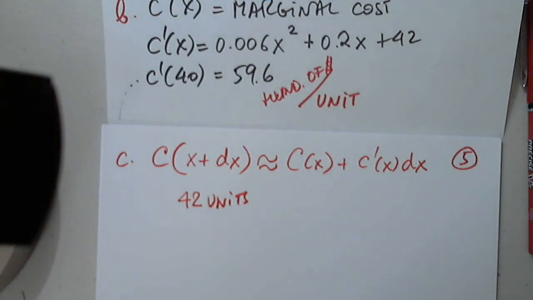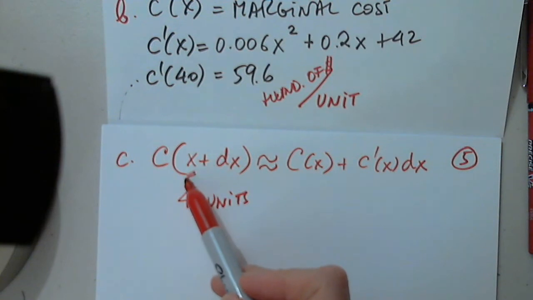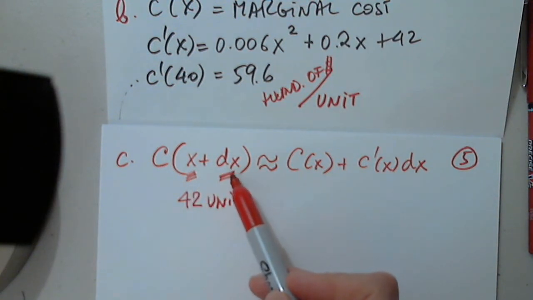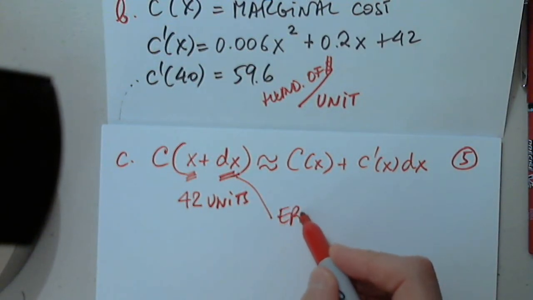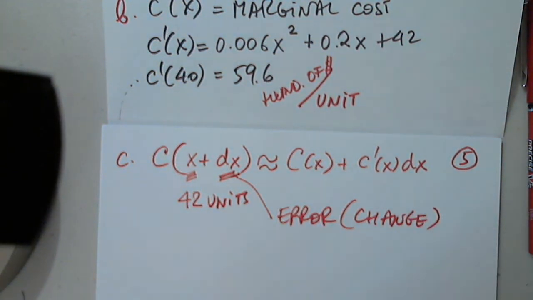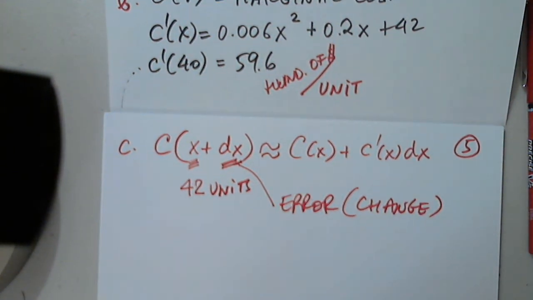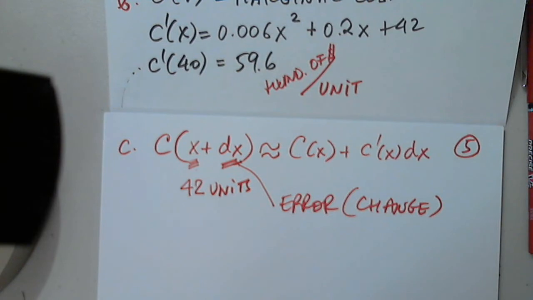How do we do that? We have the function. What is x and what is the minor error or change? So dx is either error or change. So what is x and what is dx? Would x be 40 and dx 2?